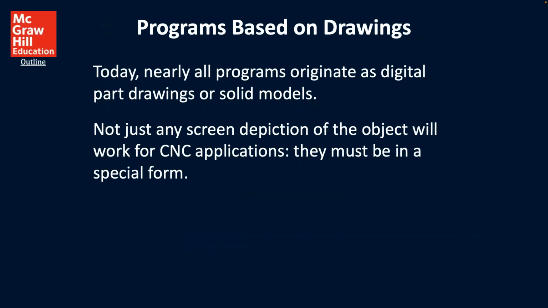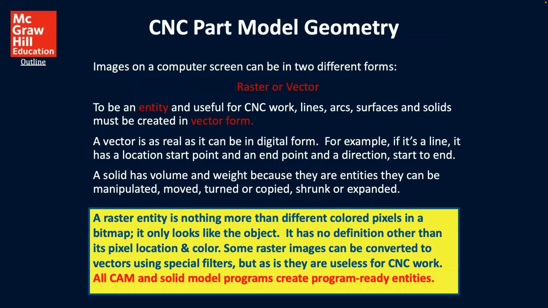Today, nearly all programs originate as digital part drawings or solid models. Not just any screen depiction of an object will work for a CNC application. They must be in a special form. So for CNC part model geometry, images on a computer screen can be two different forms. Either can be raster or vector. To be an entity and useful for CNC work, lines, arcs, surfaces, and solids must be created in vector form.